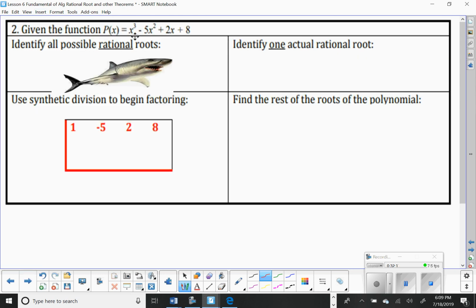Now, what if you're given this function? x cubed minus 5x squared plus 2x plus 8. Identify all the possible rational roots. Go ahead and do that.